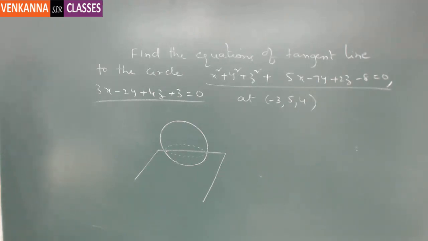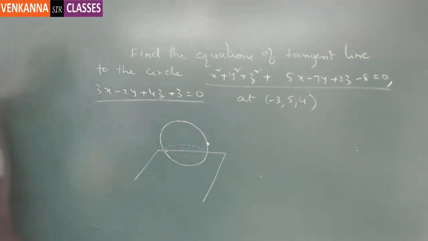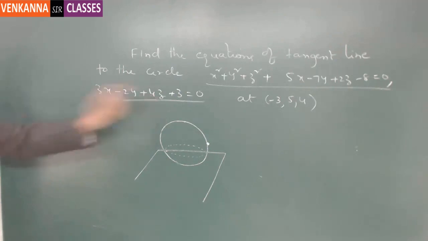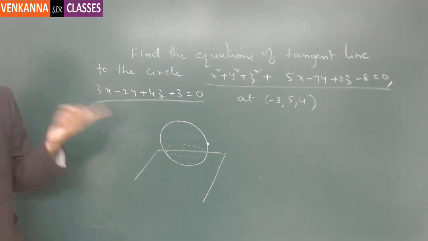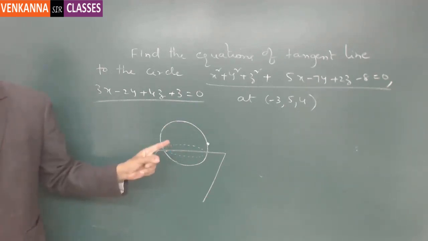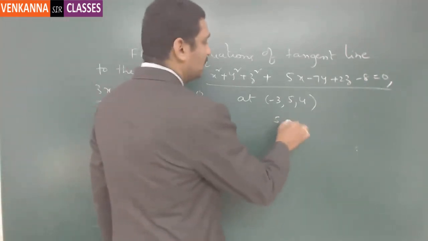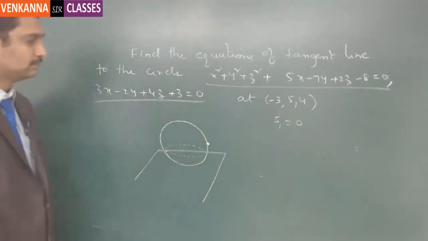Right. So we can feel that this is the point -354 which is lying on the sphere. Since I know a point on the sphere, at that point I will calculate the tangent plane using the formula S1 equal to 0.